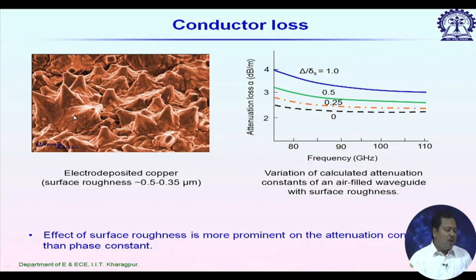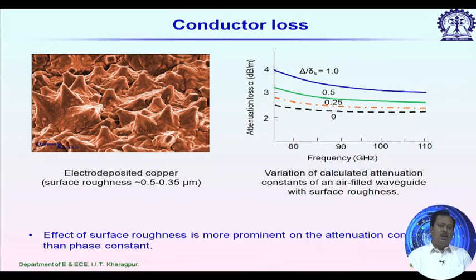This type of copper is used to make the PCB, the printed circuit board. If you take a close photograph of any printed circuit board from the top, you can see the copper looking like this. When companies fabricate these printed circuit boards, they follow different fabrication procedures. This is for the electrodeposited copper. We also have rolled copper. For rolled copper, the surface roughness is a little smaller.